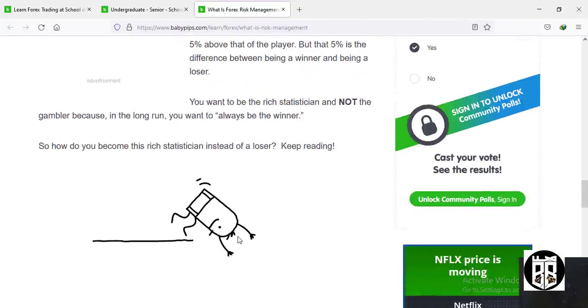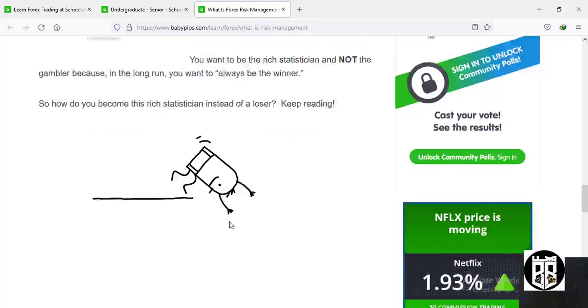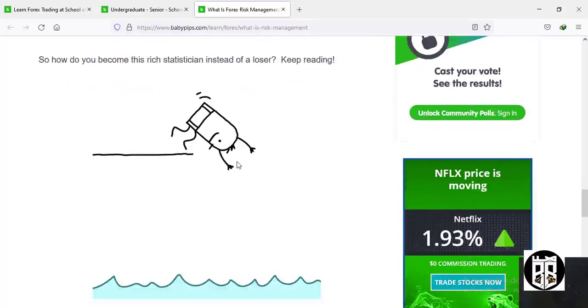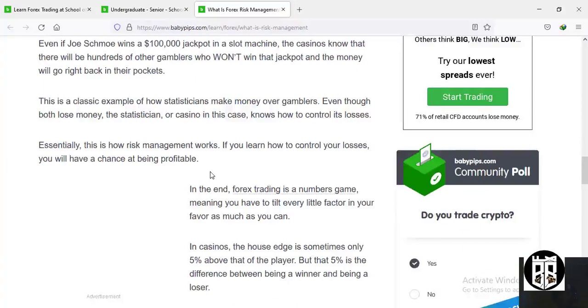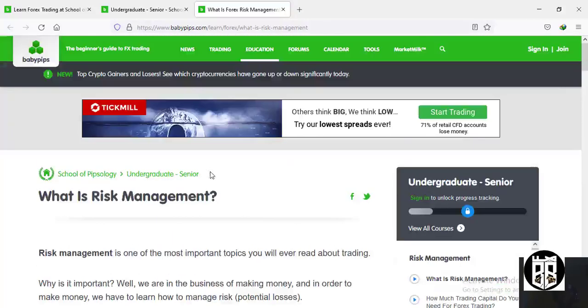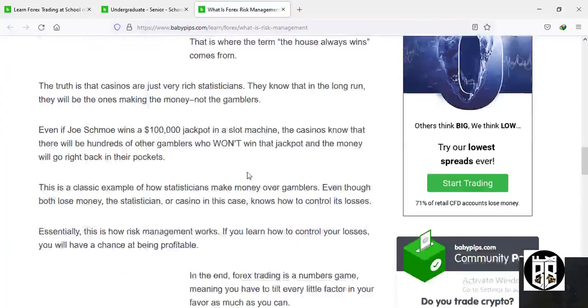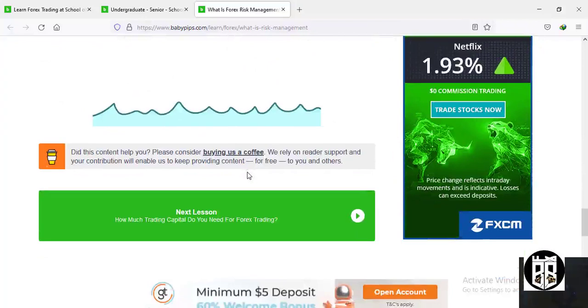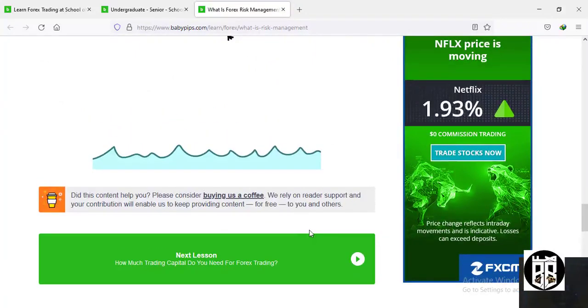But if you are not using that slight edge as the rich casino owners do, instead of being a rich statistician with a slight edge on your side, you are going to be the loser, falling down. Why? Because you failed to understand what risk management is, how to manage risk, how to manage your money, and how to be on the slight edge of winning every trade. It is that slight edge that's going to make you consistently profitable.